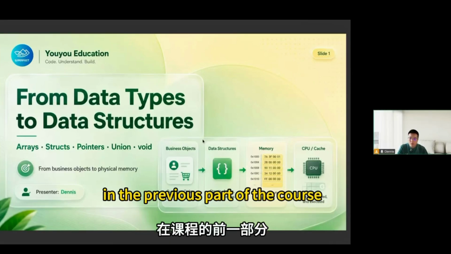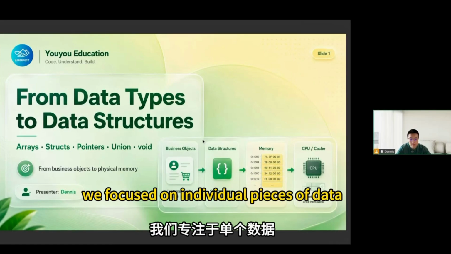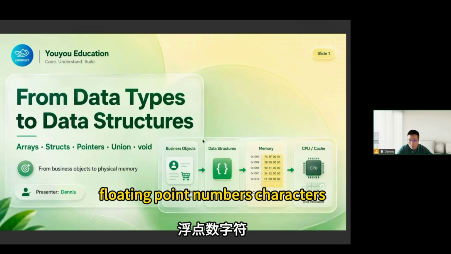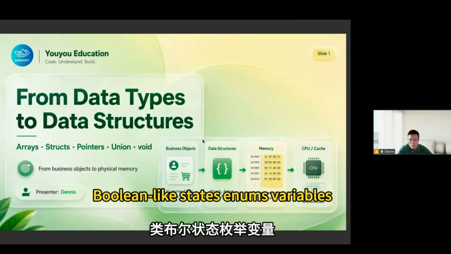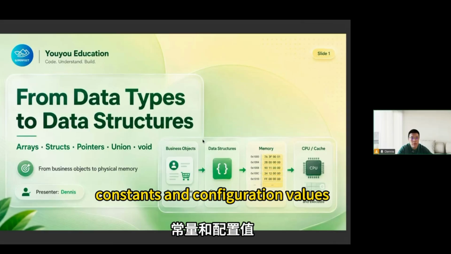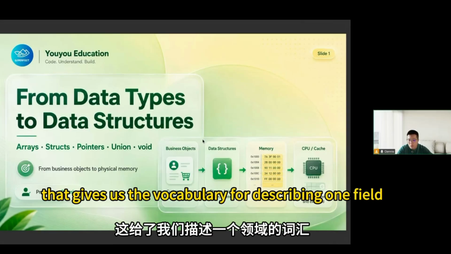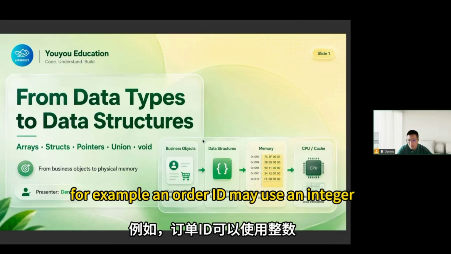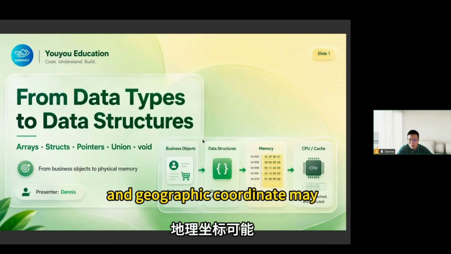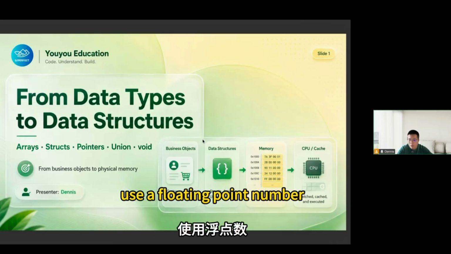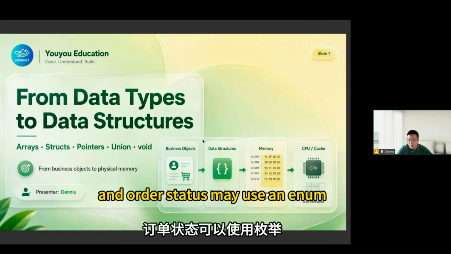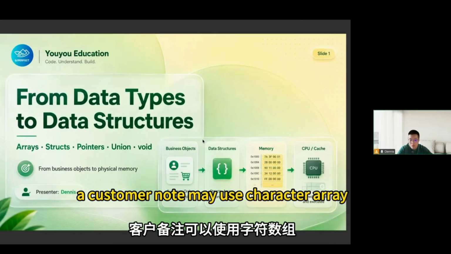In the previous part of the course, we focused on individual pieces of data. We talked about integers, floating point numbers, characters, Boolean-like states, enums, variables, constants, and configuration values. That gives us the vocabulary for describing one field. For example, an order ID may use an integer, a geographic coordinate may use a floating point number, and order status may use an enum.